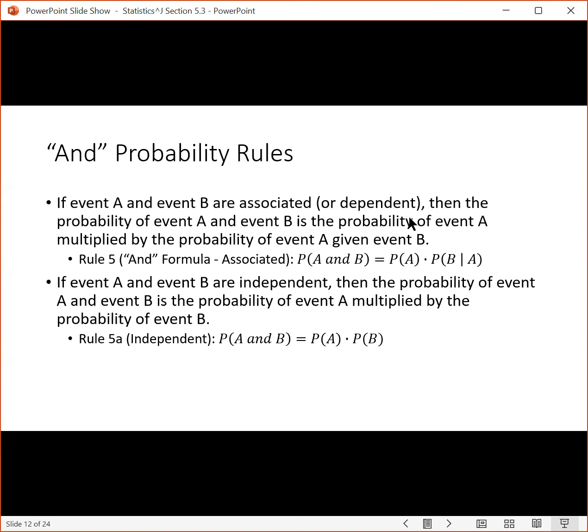I think actually that's supposed to be the opposite. The probability of event A multiplied by the probability of event B given A. Yeah, this is supposed to be reversed. You can see it in the symbols. I did write it correctly.